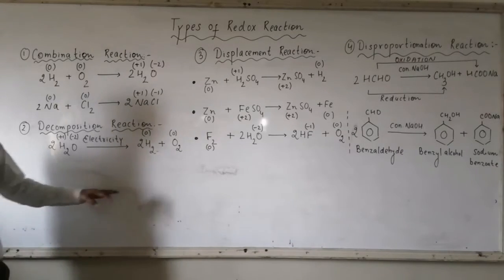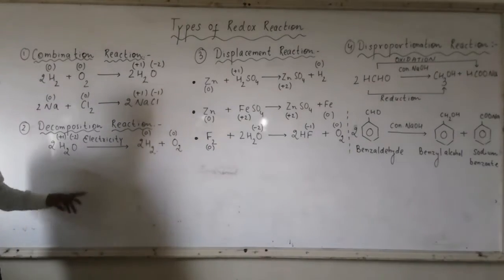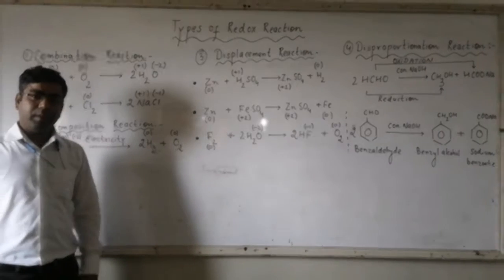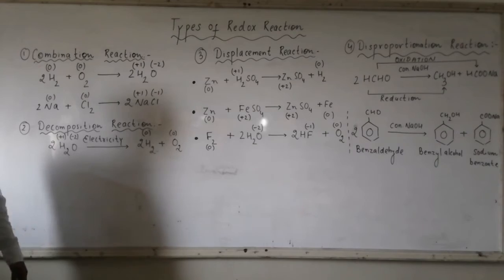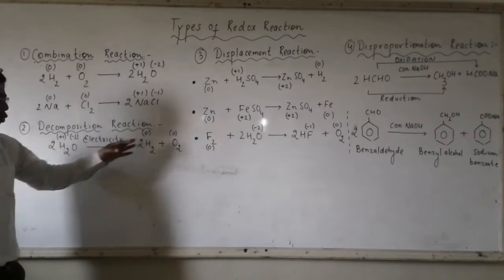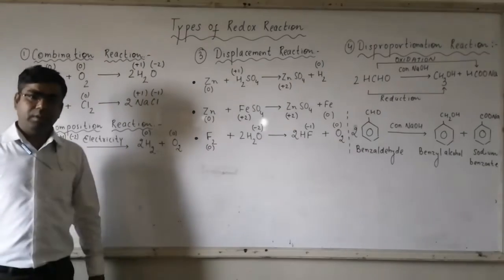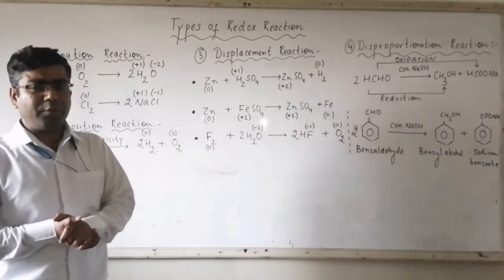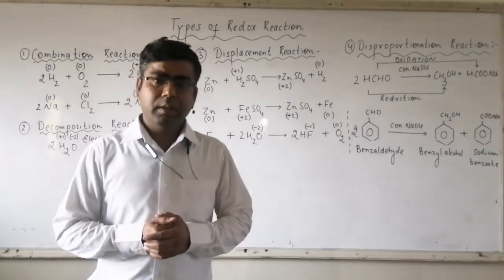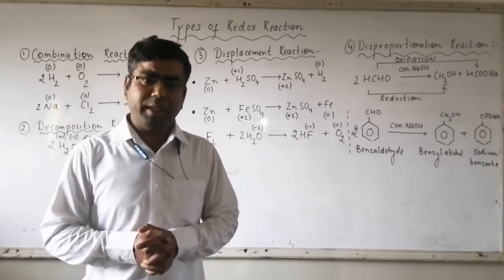And when H2O gets converted to O2, here it is -2 and here it is 0. The oxidation state of oxygen gets converted from -2 to 0. Increase is there. So conversion of H2O to O2 is called oxidation of water. So this is about decomposition reaction.